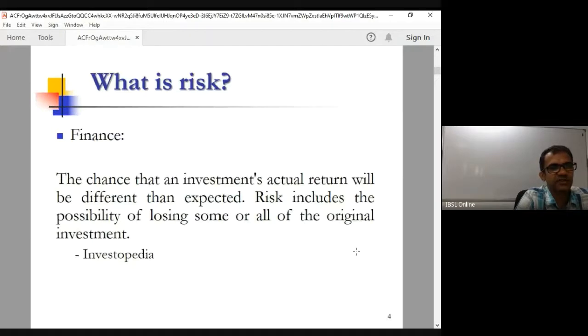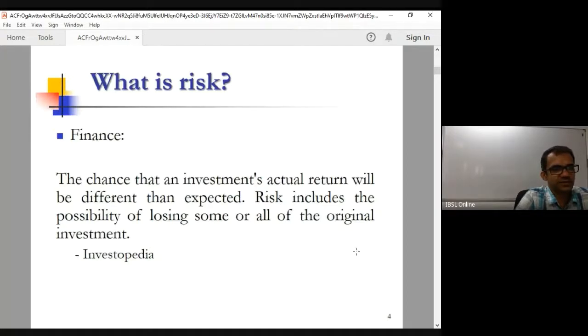We may not realize what we expected. Or we may lose everything. Not only the part of our return that we expected, maybe we may lose our original investment as well. So we won't get anything, a 100% loss. That can happen. So that is the risk that we face in finance. But if you do a search, you may find different definitions with regard to risk.